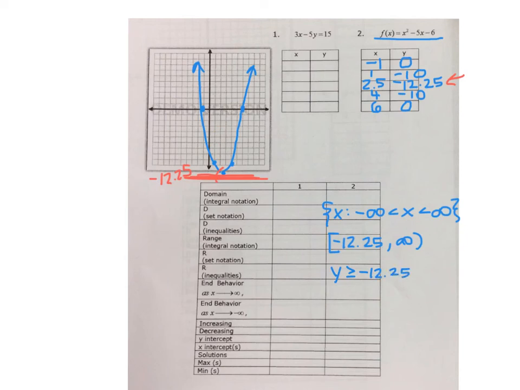End behavior. As x approaches positive infinity, so as my x gets bigger, what's happening to my y value? As my x input increases, my y is also increasing. So my function of x is also increasing. Now here's something different than the line. As my x gets smaller, what happens to my y? Well, my y is also increasing. I always refer to y as the function of x. This is the function with x inputted into it.